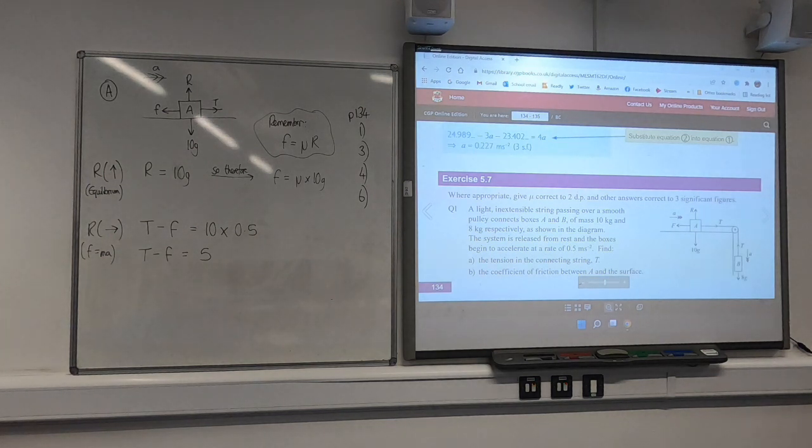Now with B, I'm only going to resolve vertically. There's no horizontal movement at all. But that might help me. Some of you may have chosen to go that way first, which was probably a little bit more sensible.